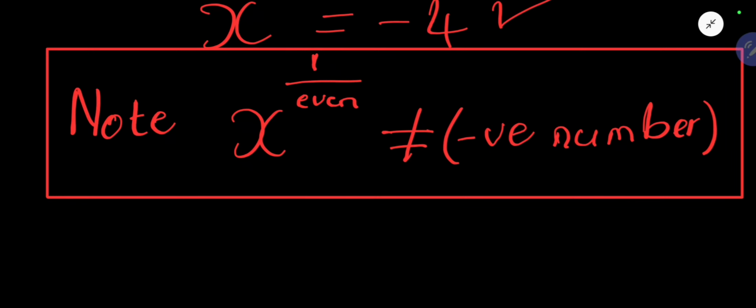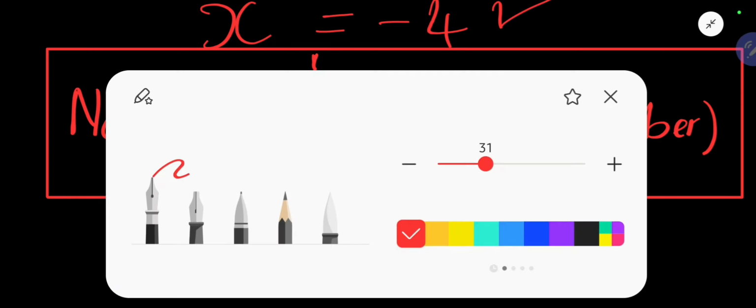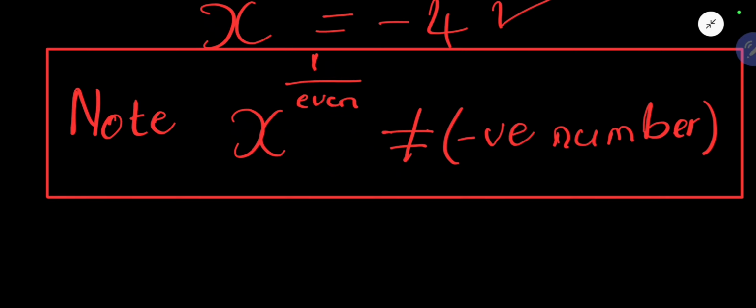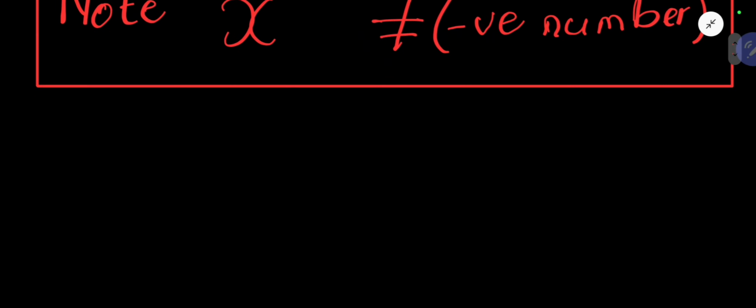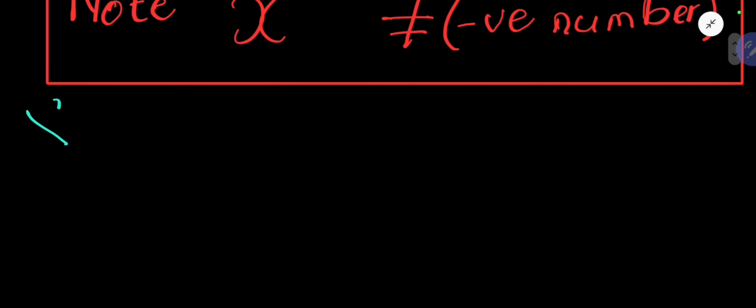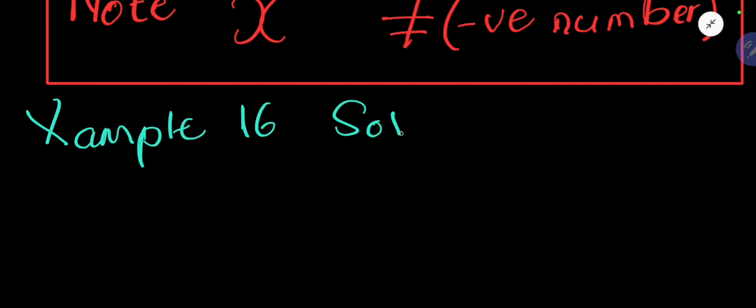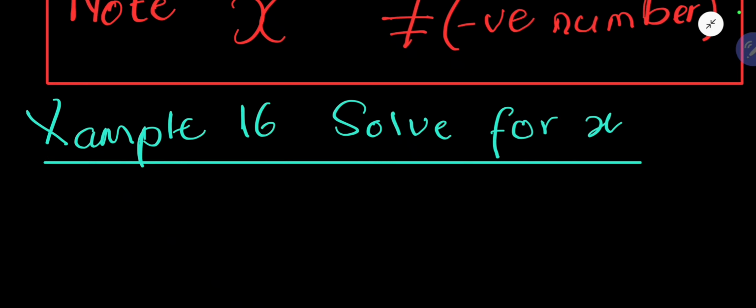Let's do example 16 quickly. Let me change the color of my pen. This red, guys, is for those things that you really need to know and not forget. So quickly we are doing example 16. Under example 16 we have: solve for x. So what are we solving, guys? The first one, we have x exponent 1 over 4 equals 3.